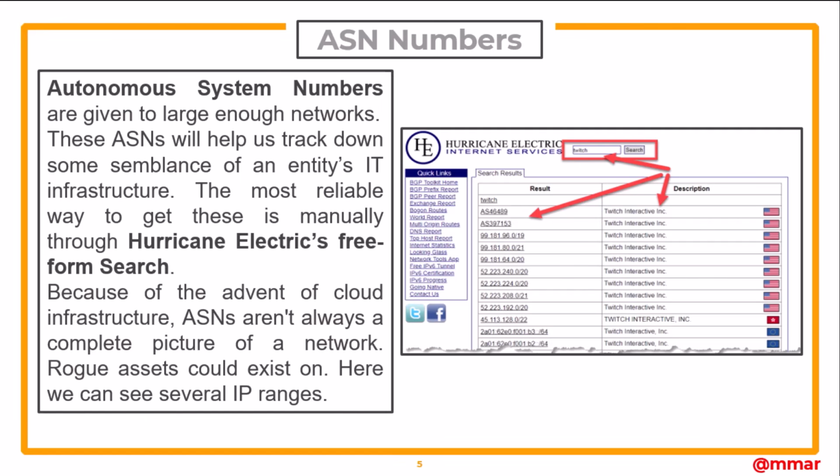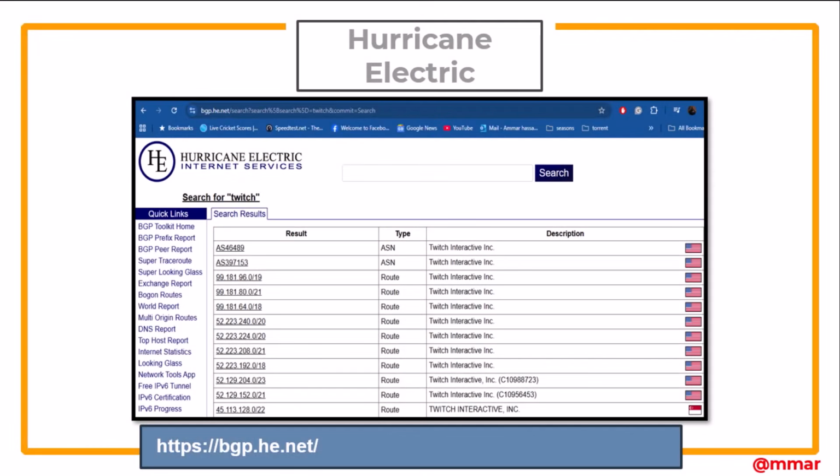One of the most reliable ways to find these numbers is by manually searching on Hurricane Electric's BGP Toolkit website, which you can find at bgp.he.net.